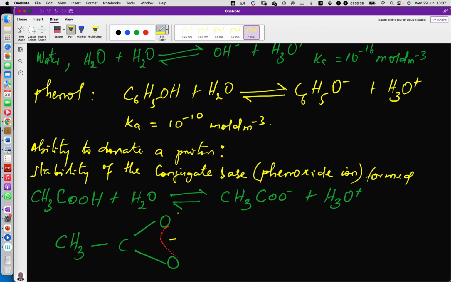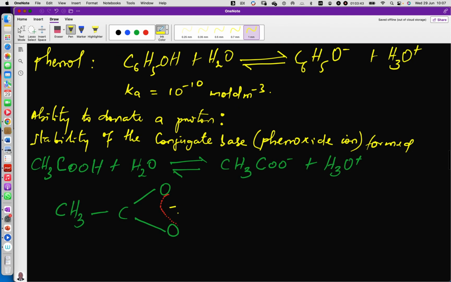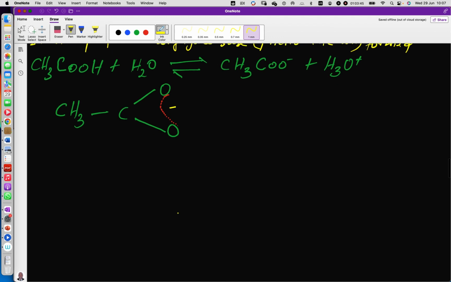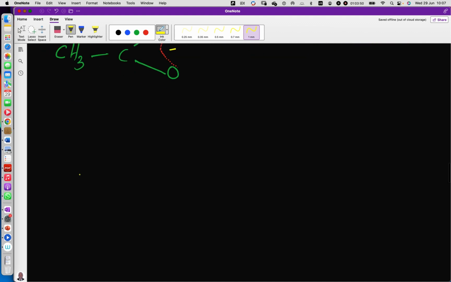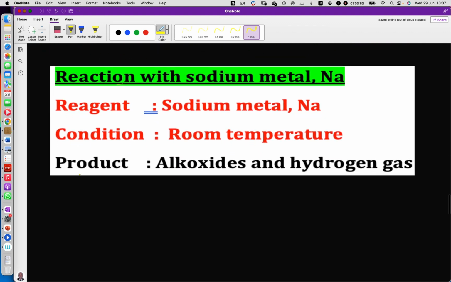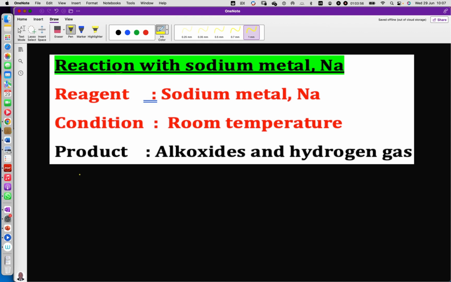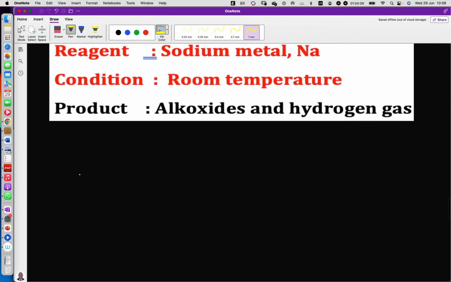Then we will be visiting the reaction of phenol with metal. For example, the reaction of phenol with sodium metal. The reagent here is sodium metal. The condition is room temperature. The products are an alkoxide and hydrogen gas.